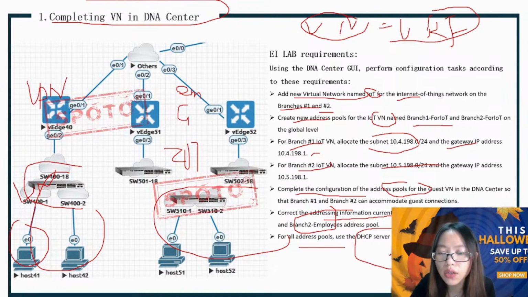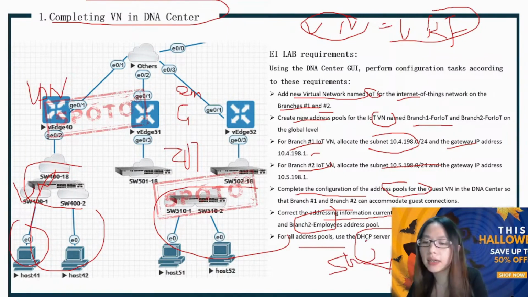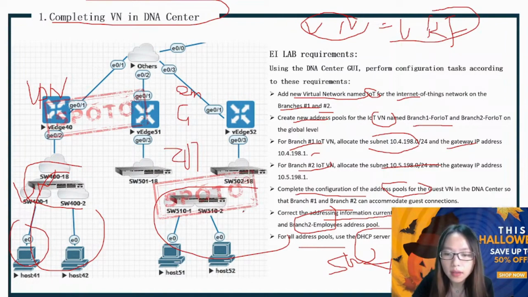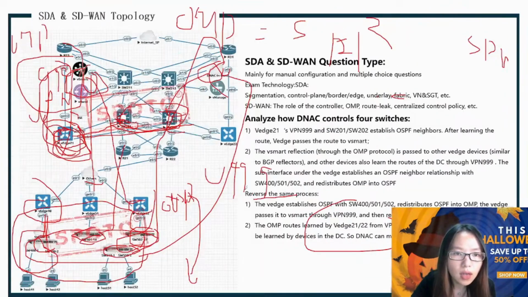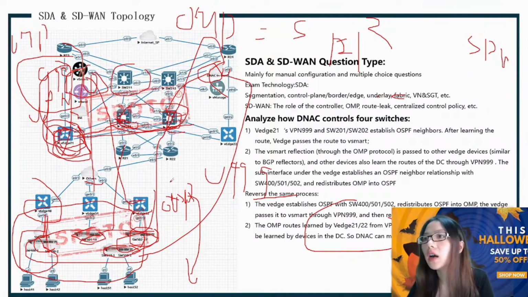So we need to use switch 211 to allocate the address pool. Okay, these belong to our DHCP server.